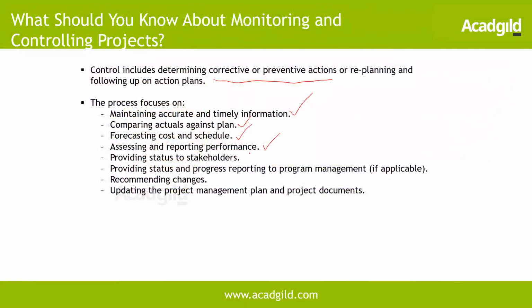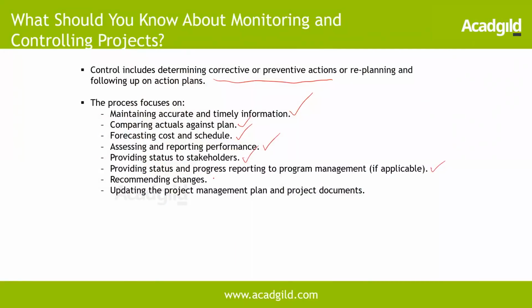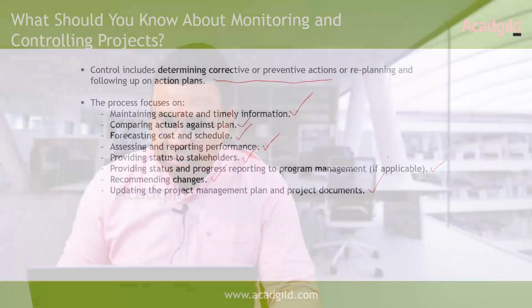When does a project manager go and produce a status report? Once he monitors and comes up with the status report, and also provides how he's going to control that, the preventive or corrective action. So that's providing status to the stakeholders, and providing status and progress reporting to program management. If this project is part of a program, then this status has to be sent to the program management team. Then recommending changes, coming out with the change request, and updating the project management plan and project documents. So these are the activities that generally happen around monitoring and controlling projects.